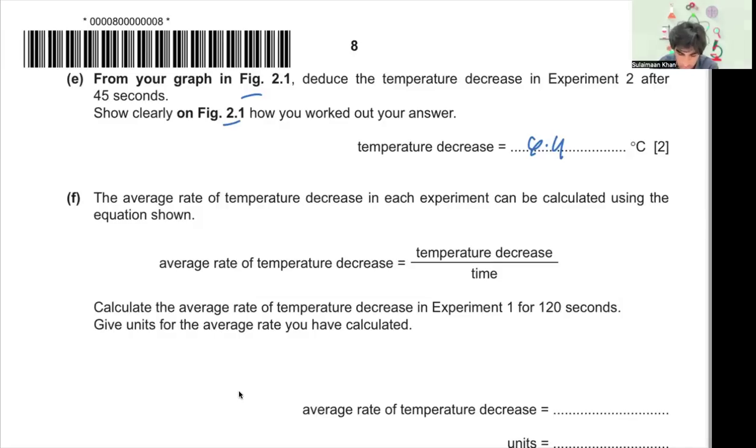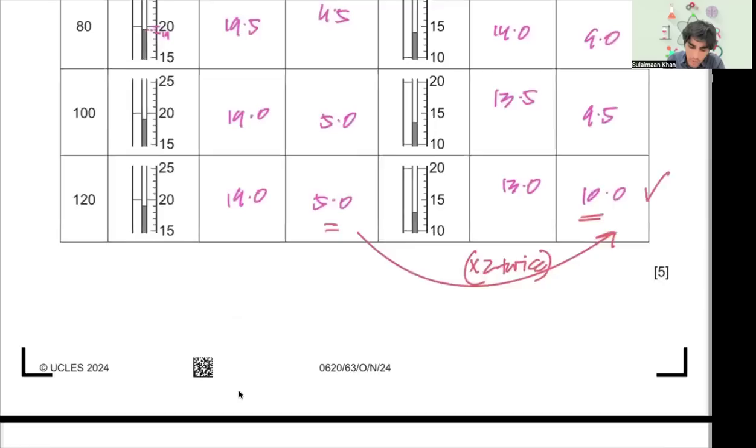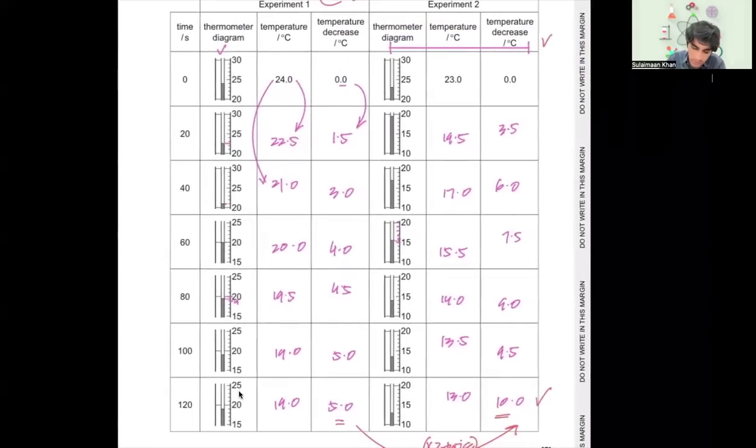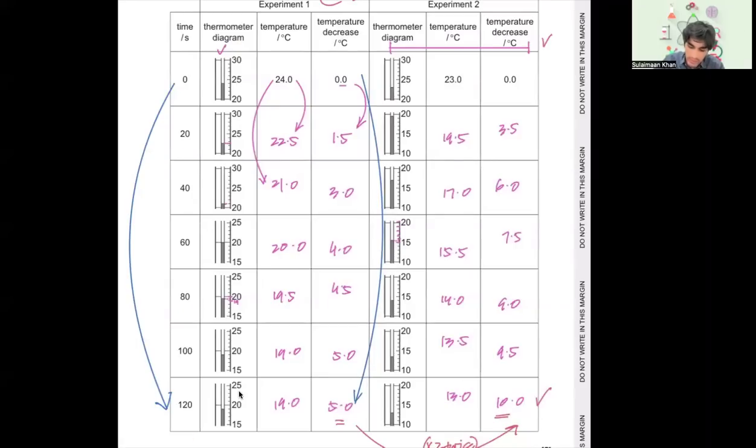The average rate of temperature decrease in experiment can be calculated using the equation below. So he's saying calculate the average rate of temperature decrease in experiment 1 for 120 seconds. So for 120 seconds, from 0 to 120, right here, let me show you. From 0 to 120, what was the temperature decrease? What was the total temperature decrease?